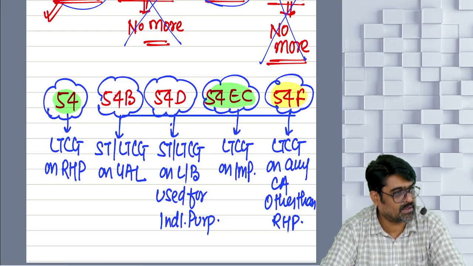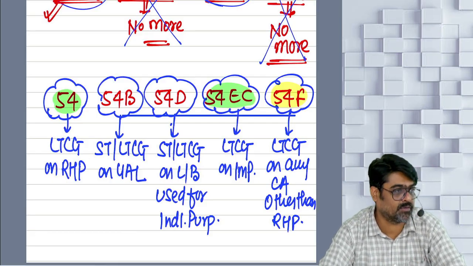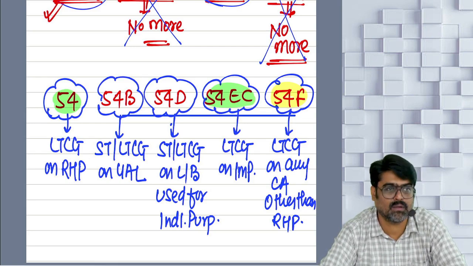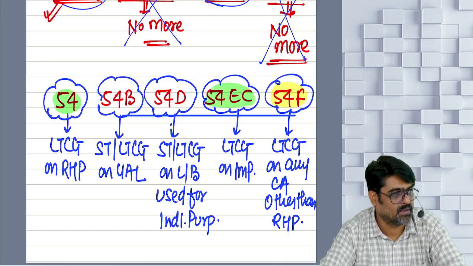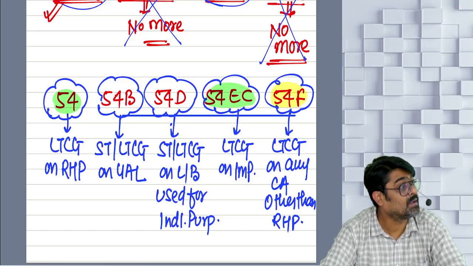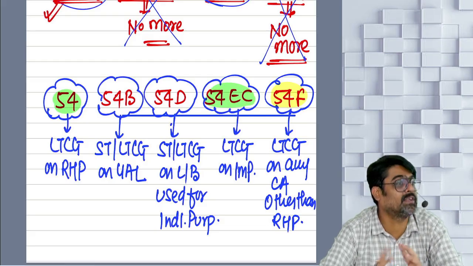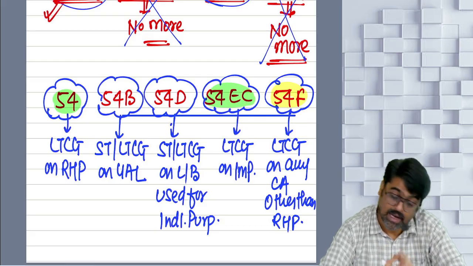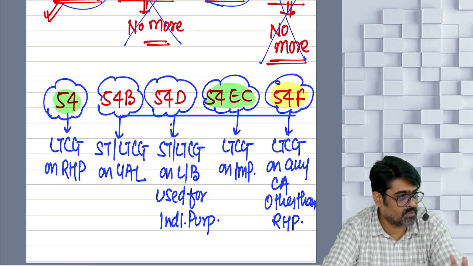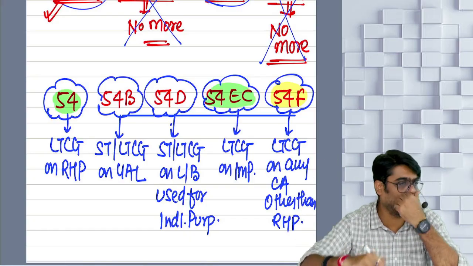In the examination, you can expect these sections to be asked multiple times. That does not mean that you will leave the other two sections as optional. We are going to do those sections also. We are going to learn them. But which sections are repeatedly asked? 54 and 54EC. Repeatedly asked. And your focus should be on section 54. You have to learn that section very properly. And if you learn section 54 now, trust me, all the other sections will be very, very easy for you.